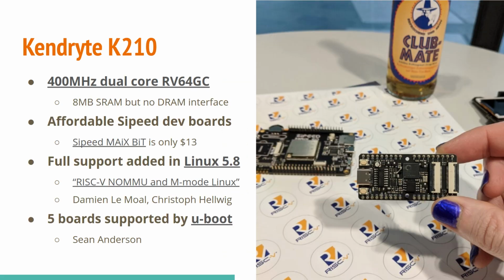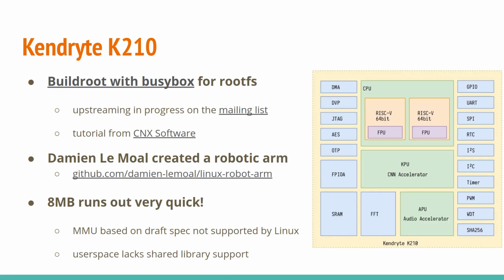Now to go down to the really low end cost, we have the Kendryte K210, which is a 400 megahertz dual core RISC-V system. And you can get a dev board for as cheap as $13. Full support was added into Linux 5.8 by Damien Le Moal and Christoph Hellwig for this part. And it also has support in U-Boot from Sean Anderson.